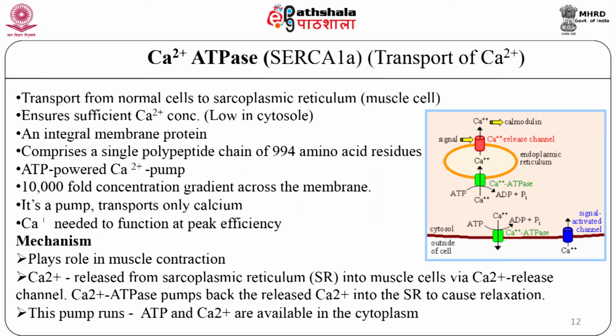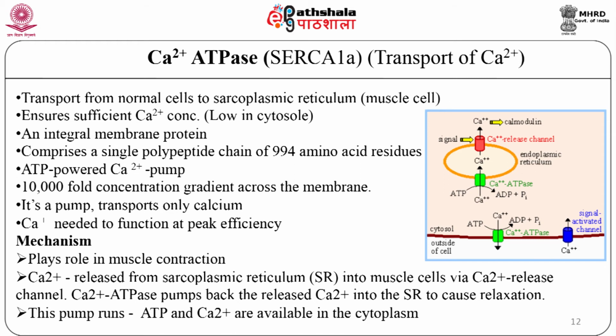Two other such pumps that are homologs of the Na+/K+ pump are Ca2+ ATPase and H+/K+ ATPase. Ca2+ ATPase ensures transport of calcium ions from normal cells to the sarcoplasmic reticulum of muscle cells. Calcium ions are needed by the muscle cells in order to function at peak efficiency. Thus, these pumps ensure that they receive enough calcium ions to fulfill this requirement.